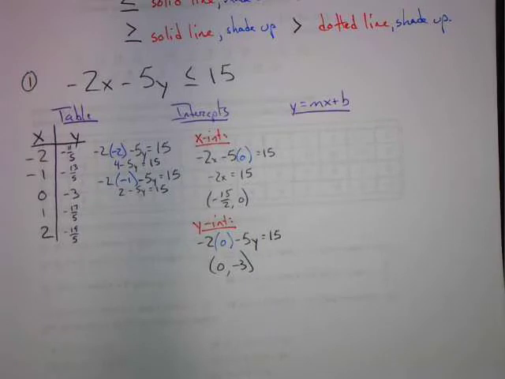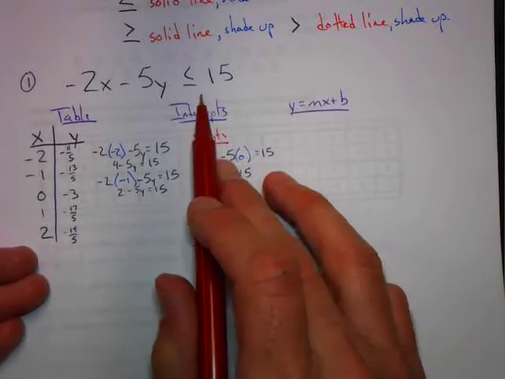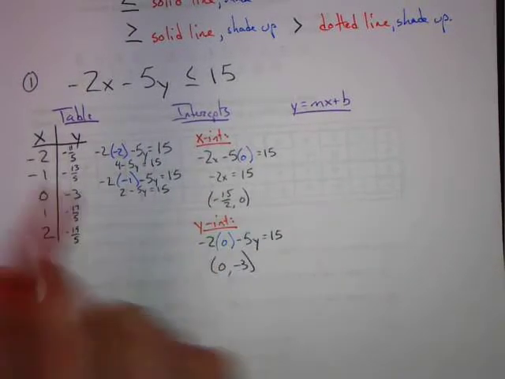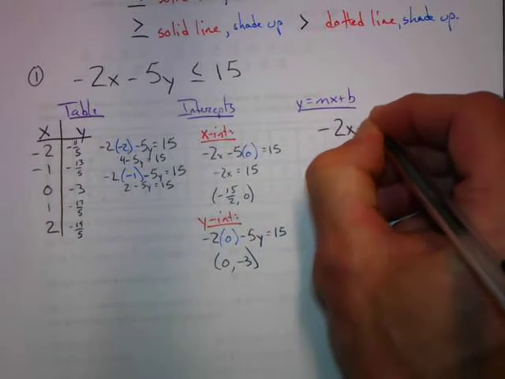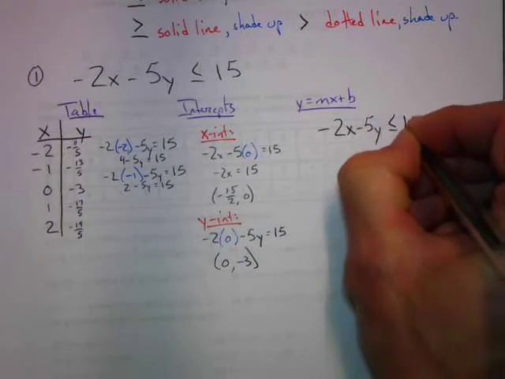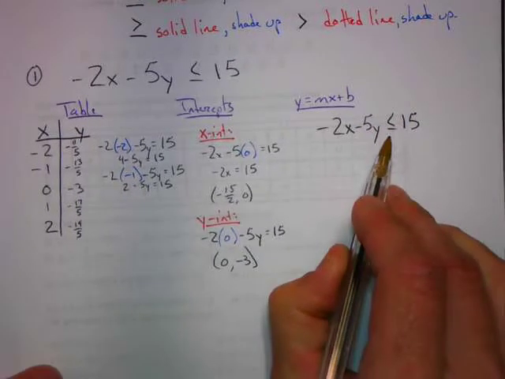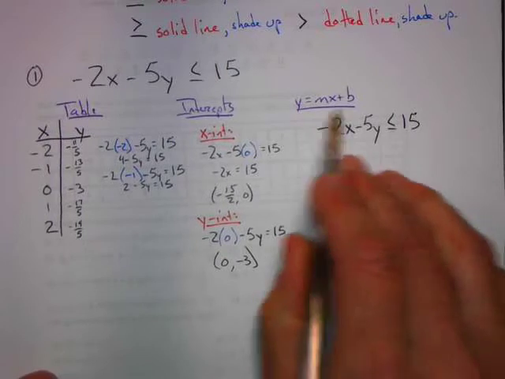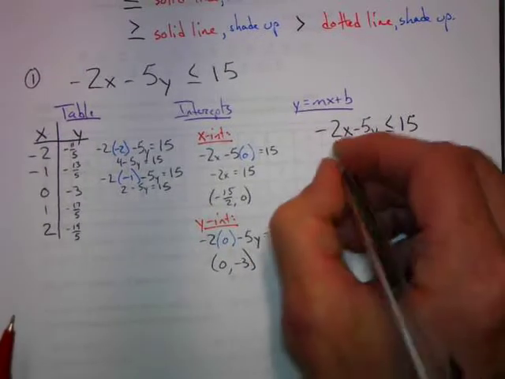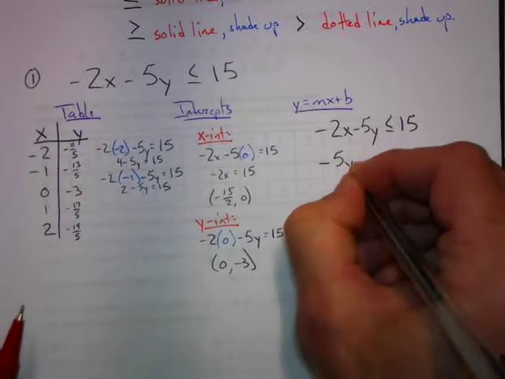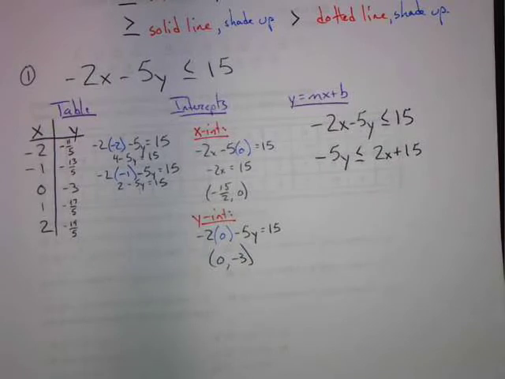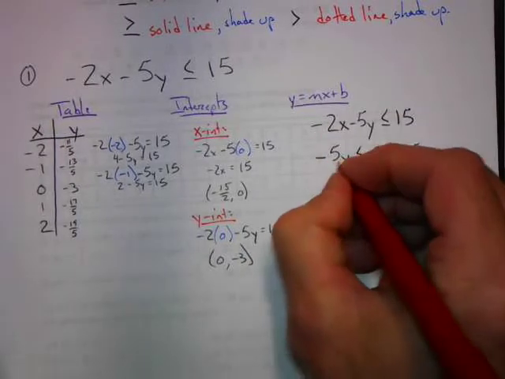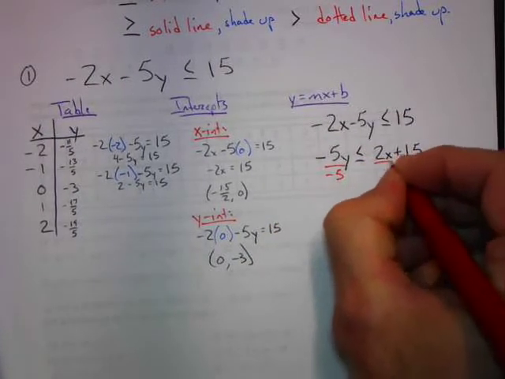And the last way to graph it, and again, I prefer this way for inequalities because it'll tell you more. So this time I'm going to leave the inequality symbol to find out what it will look like in slope-intercept form. The first thing I do is add 2x to both sides. And when I add 2x to both sides, I have -5y is less than or equal to 2x plus 15. And the next thing I'm going to do is divide everything by -5.